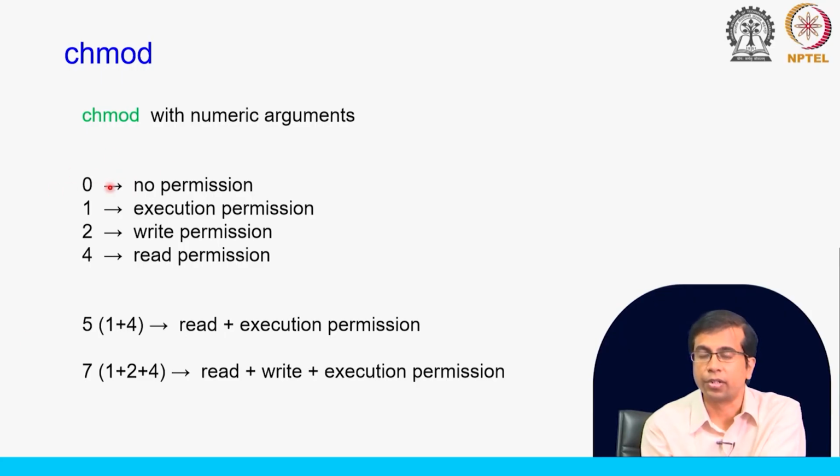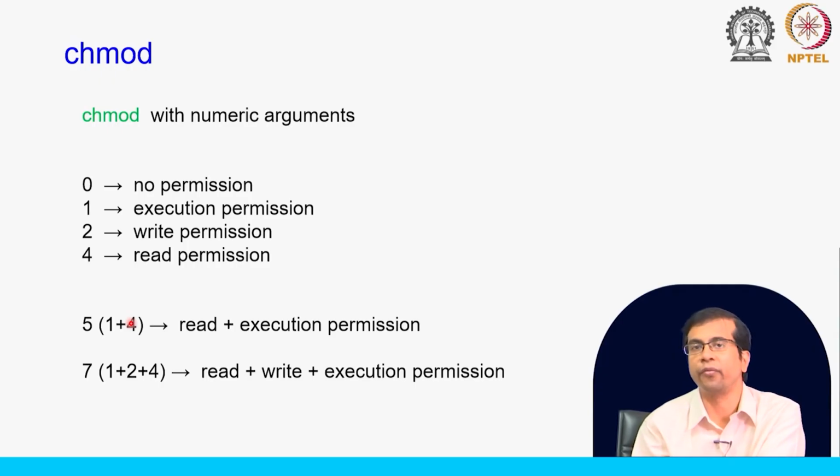So, 0 means no permission, right? 1 means execution permission, 2 means write permission, 4 means read permission. So, here is 5, which will be 1 plus 4. This means you have read plus execution permission. So, we can sum up these permissions and say we'll give read plus execution permission together.